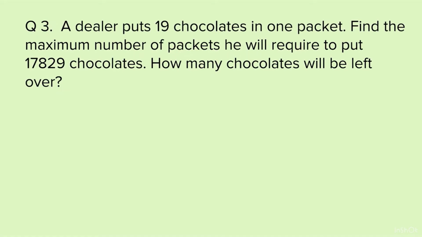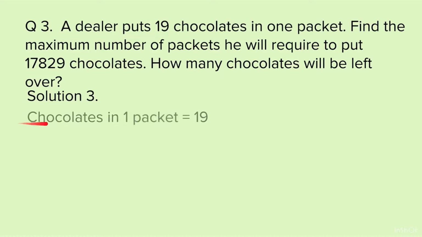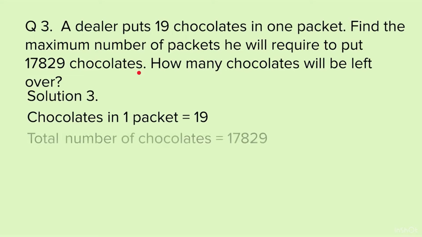Question 3. A dealer puts 19 chocolates in one packet. Find the maximum number of packets he will require to put 17829 chocolates. How many chocolates will be left over? Now here let us read the first line again. A dealer puts 19 chocolates in one packet. So we have to write chocolates in one packet, which is 19. Then let's read on. Find the maximum number of packets he will require to put 17829 chocolates. So they have given us the total number of chocolates. We'll write total number of chocolates is equal to 17829.